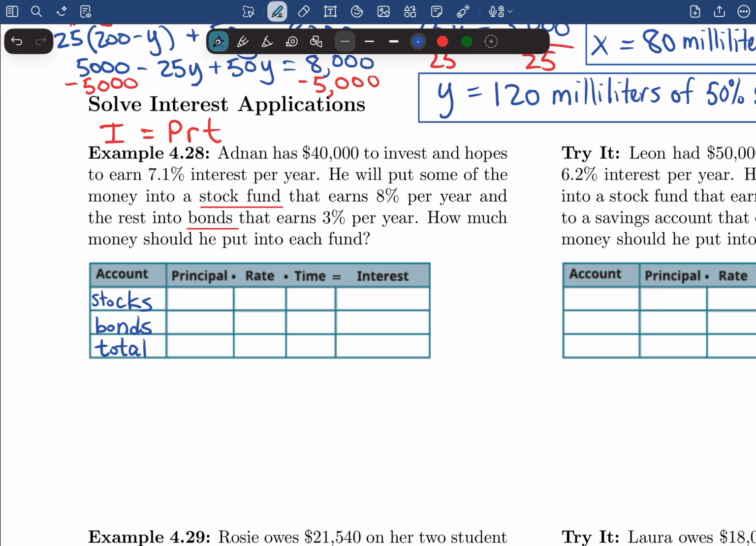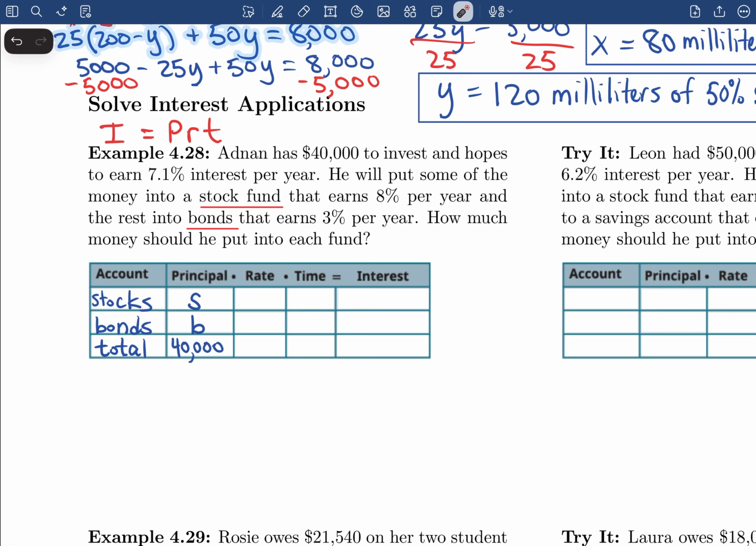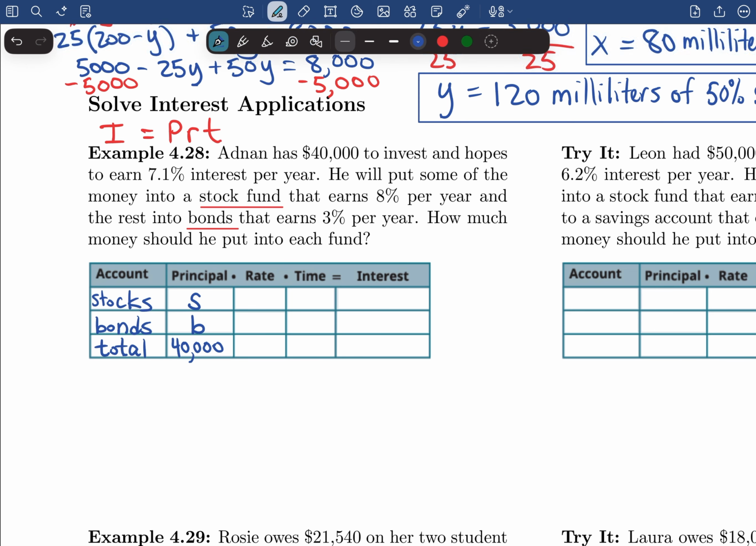So he wants to invest $40,000 into both of these accounts, right? So I know the grand total will be 40,000. So I'll put that down here. The total principal is $40,000. Well, I don't know how much of that $40,000 is going to go into the stock fund and how much into the bonds. But I could call this variable S and this variable B for stocks and bonds. Instead of using just X and Y, why not use the first letter of each so that I can keep them easily distinguishable?